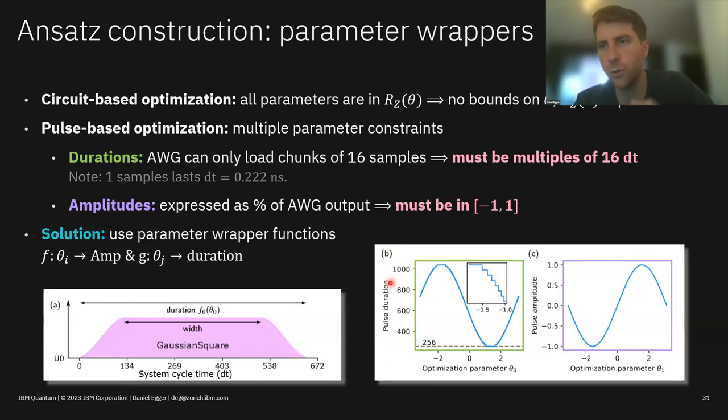And this allows us to load the pulse to the arbitrary waveform generator. For the amplitude, we also use a sine function wrapper, and this then constrains the pulse amplitude in the interval of minus 1 and 1. And this means that we never exceed the maximum output that the arbitrary waveform generator would be able to produce.